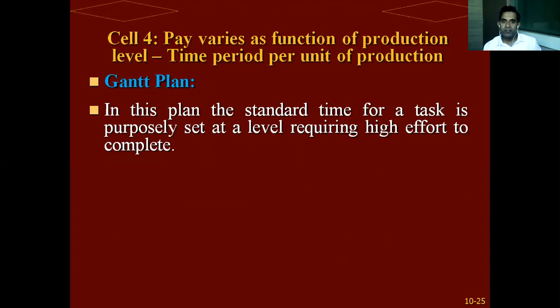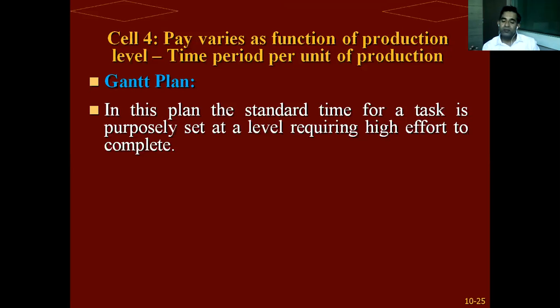Then the third plan under cell 4 is the Gantt plan. In this plan, the standard time for a task is purposely set at a level requiring high effort to complete. I repeat, like in college, we teachers want you to read more and undertake some corporate projects at a higher level. Why do we want it at a higher level? So that you can gain, the more effort you put, the more knowledge you gain.